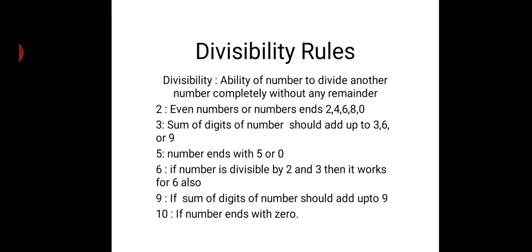Divisibility rule of 9: if the sum of digits of a number adds up to 9, then that number is divisible by 9. Divisibility of 10: if a number ends with 0, then that number is divisible by 10. That means numbers which have 0 at the ones place are all divisible by 10.